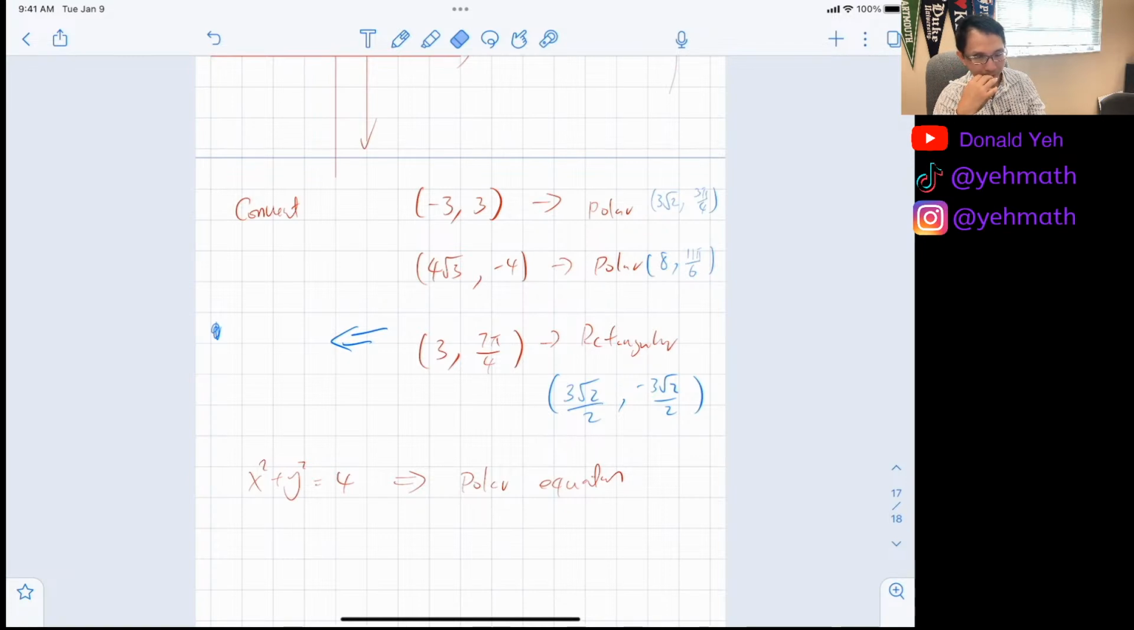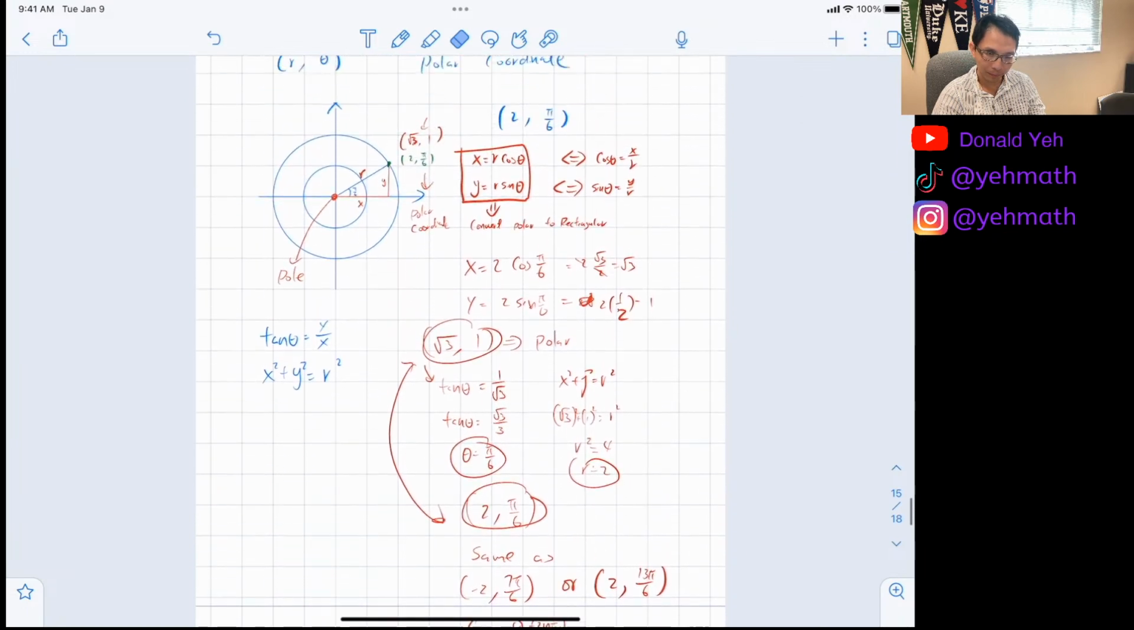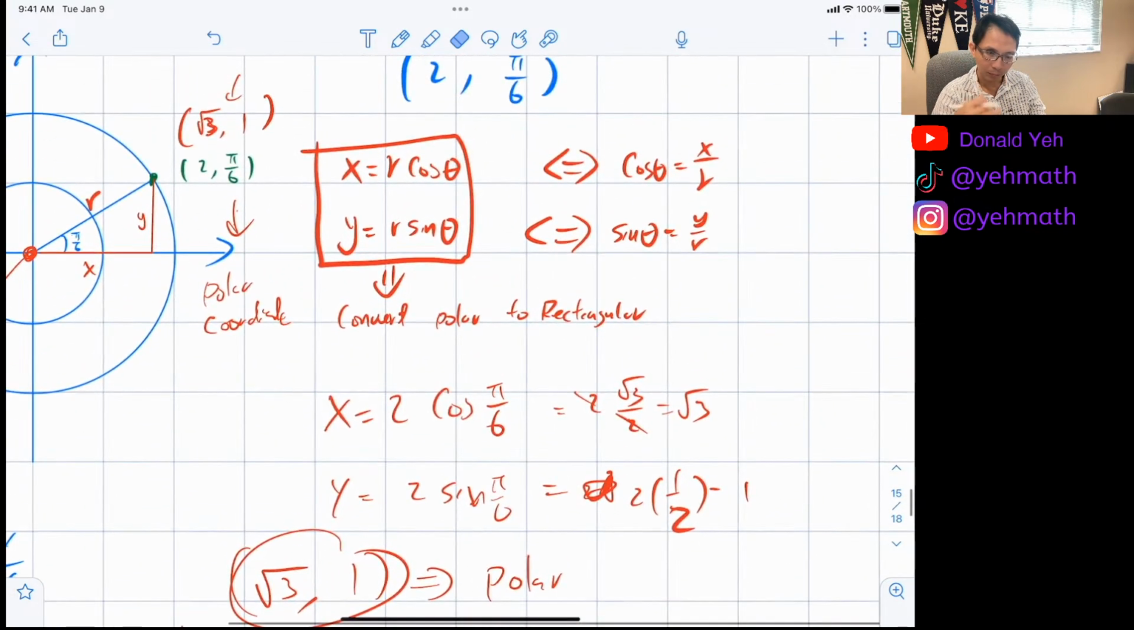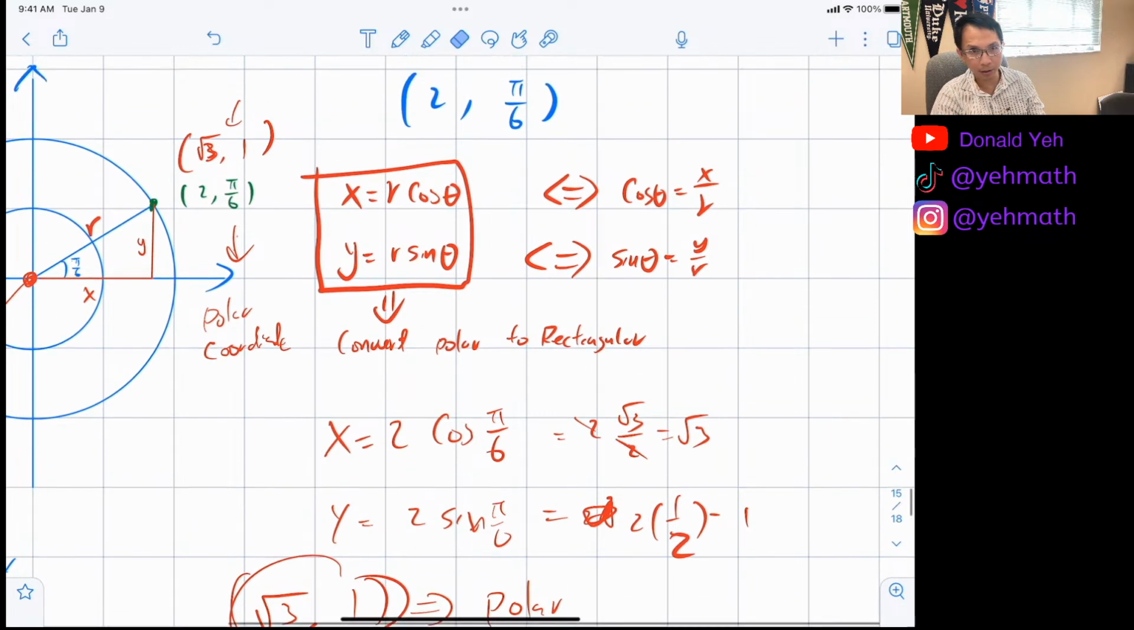Wait, Mr. A, can you explain how to do the third one? Using this equation. Which one? I'm trying to use the... You use either or? No, use the x and y. You have two coordinates. Okay, cosine theta equals x over r, right?